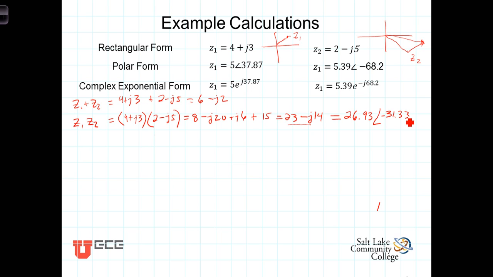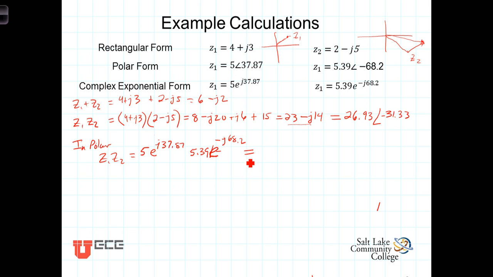Alrighty. Now, let's multiply z1 times z2, only doing it in polar coordinates, using our polar form of these. In polar, we have z1 times z2, that's equal to 5. I'm going to write it using its complex exponential form. 5 e to the j 37.87 times z2, which is 5.39 e to the negative j 68.2. Of course, these two forms are equivalent forms. It's just that it's more obvious what we're doing when we write them as exponentials.